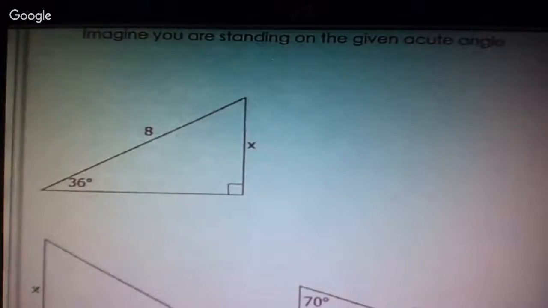Because so is SOH. Your opposite side is 7.2. O comes first, H comes second. I still don't really get this. This is the one where you have to cross multiply and you have to divide. So it's like... so it's gonna be okay.